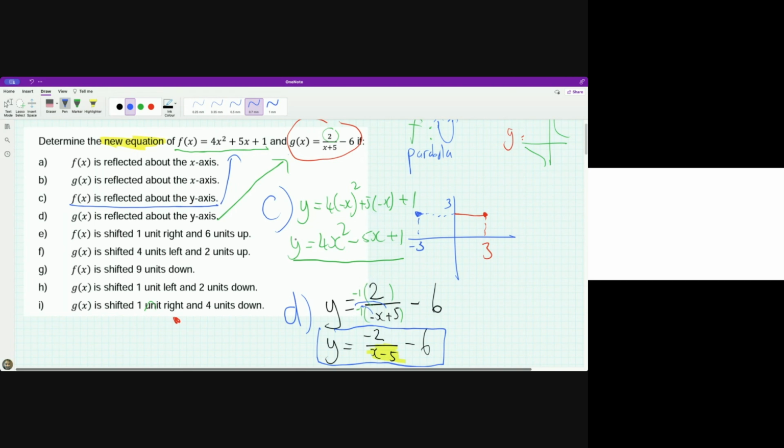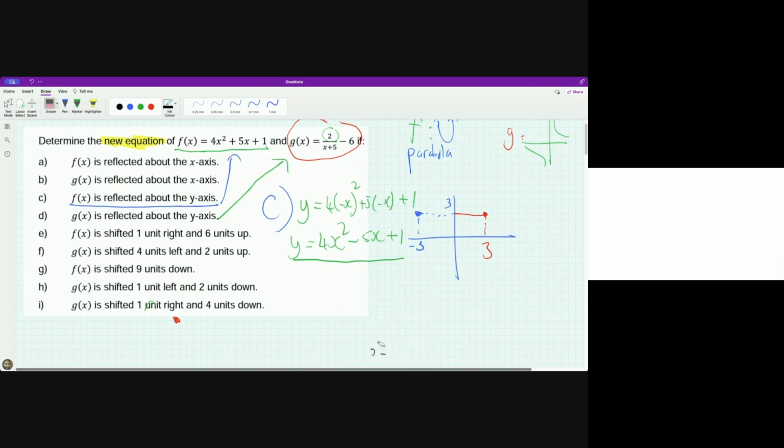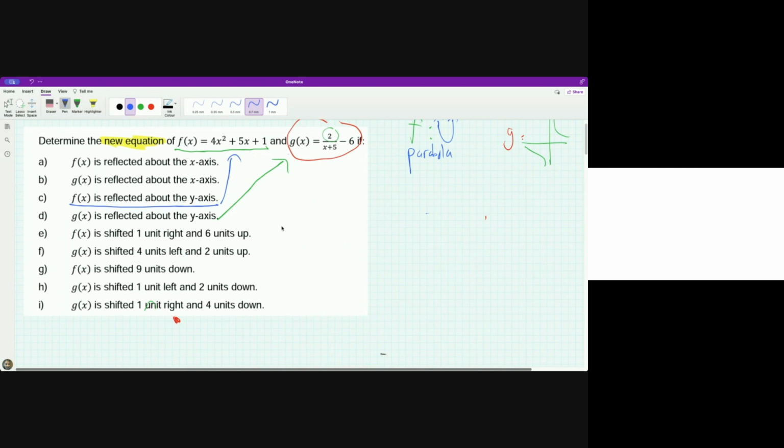Fantastic. Okay, now we've done reflections. Let's look at translations. So translations are just where we move left or right or up or down or both. So I'm going to do the first one for you. So this is E. If f of x is shifted 1 right and 6 up.